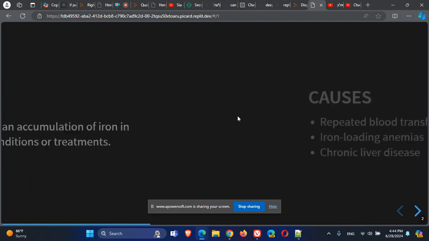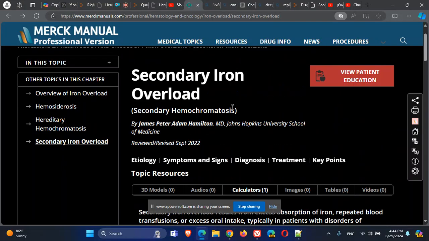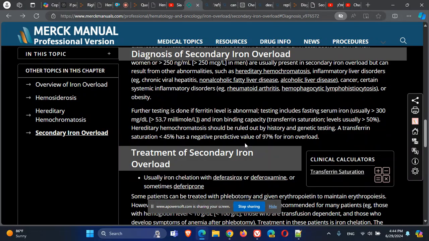Okay, never mind this presentation. So this was about secondary iron overload. Thank you very much. If there are any corrections, please correct me. That's it.